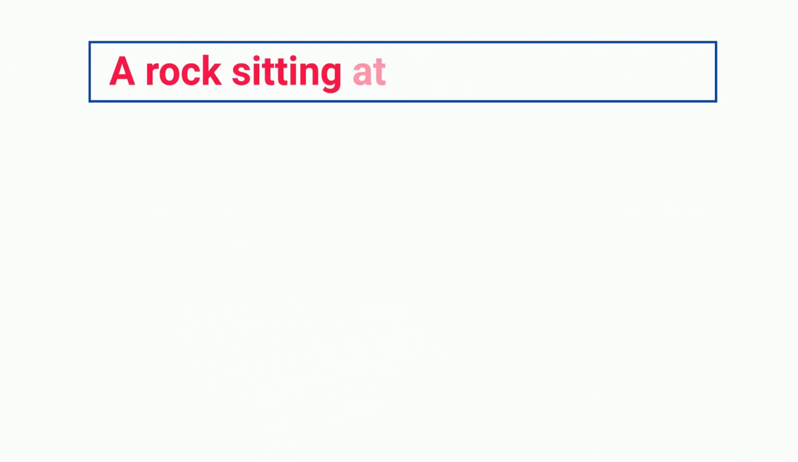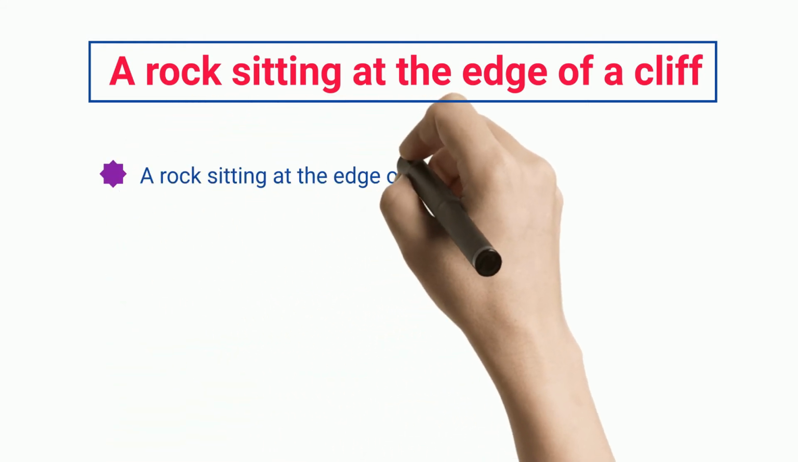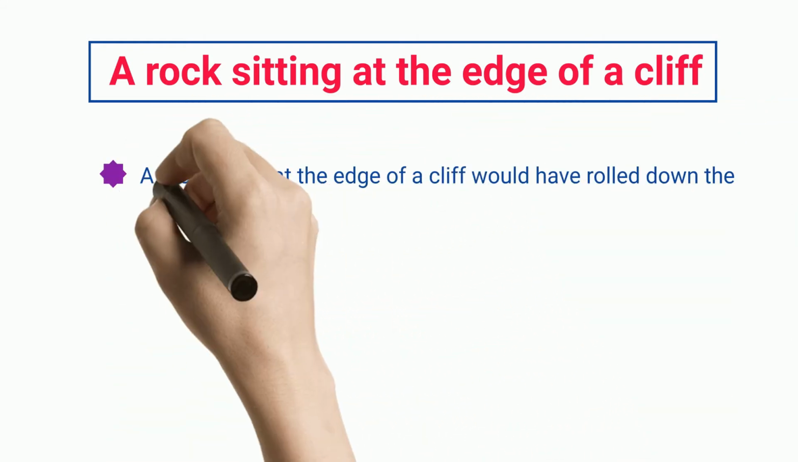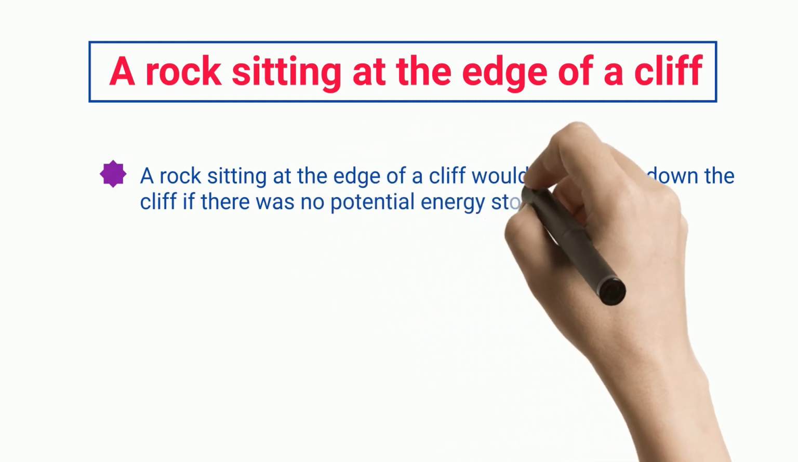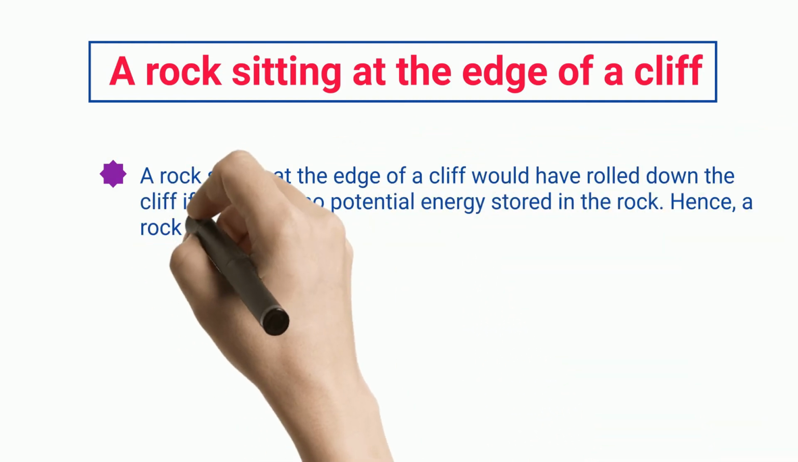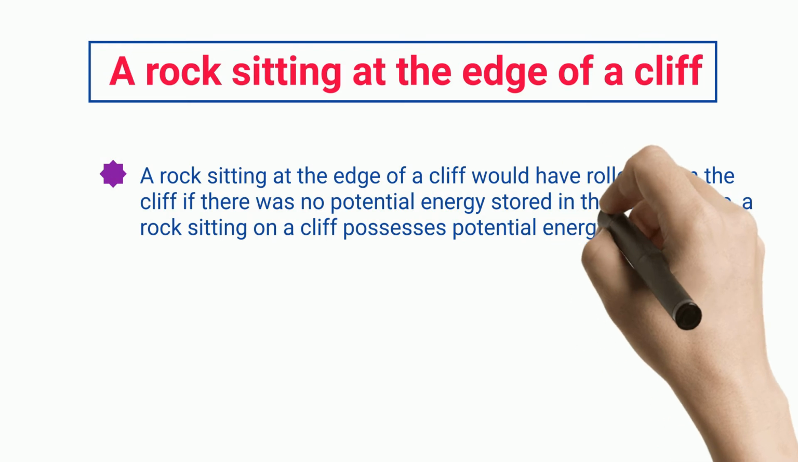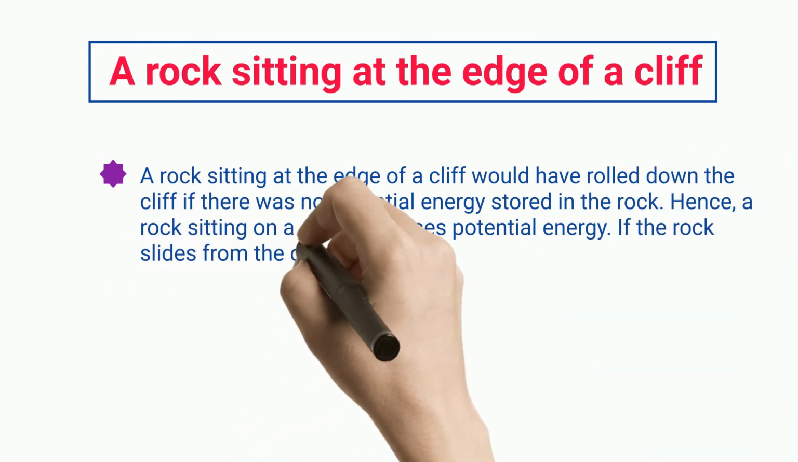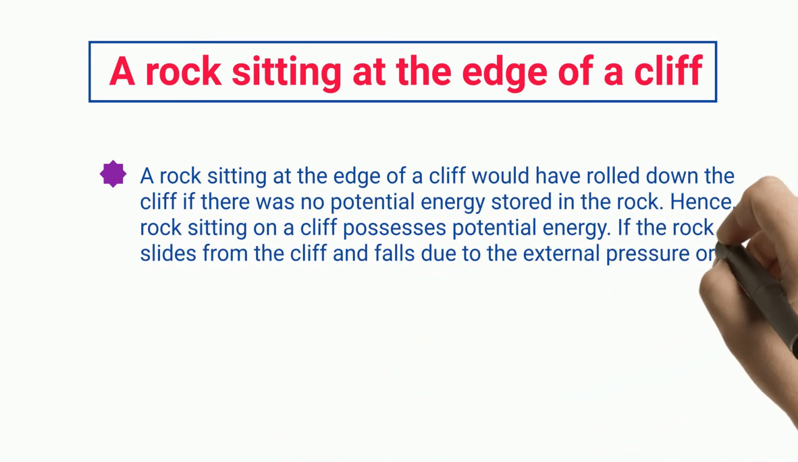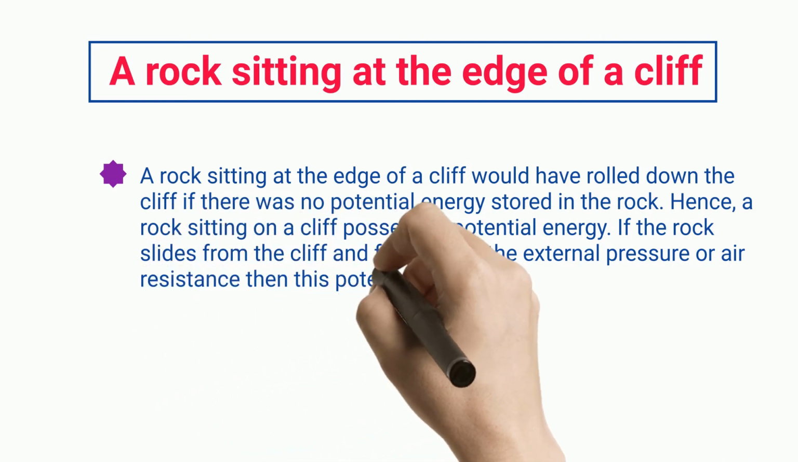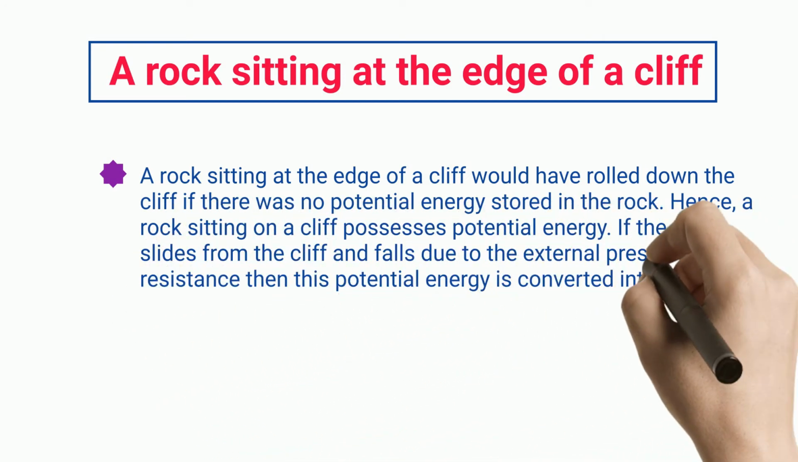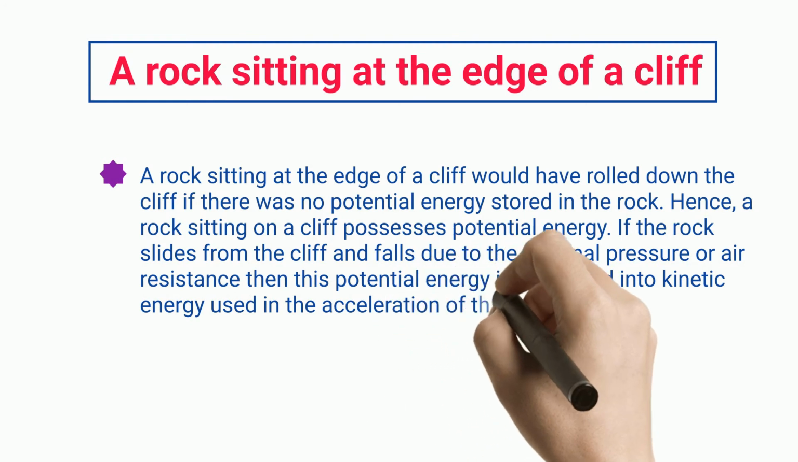A rock sitting at the edge of a cliff. A rock sitting at the edge of a cliff would have rolled down the cliff if there was no potential energy stored in the rock. Hence, a rock sitting on a cliff possesses potential energy. If the rock slides from the cliff and falls due to external pressure or air resistance, then this potential energy is converted into kinetic energy used in the acceleration of the rock.